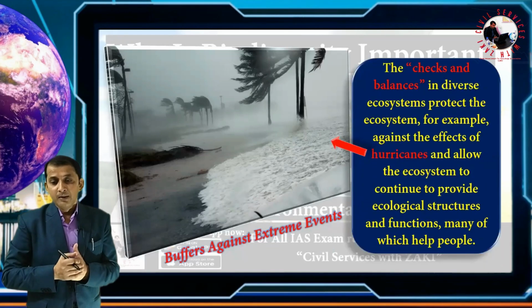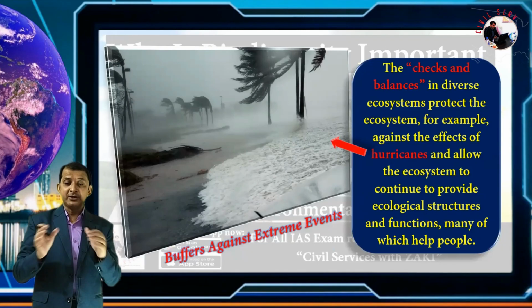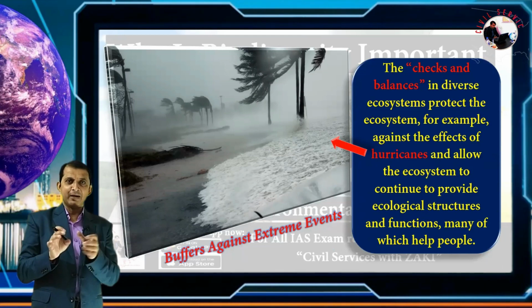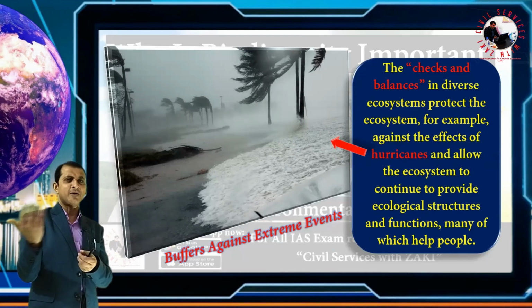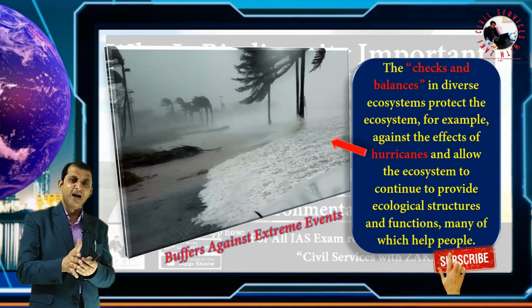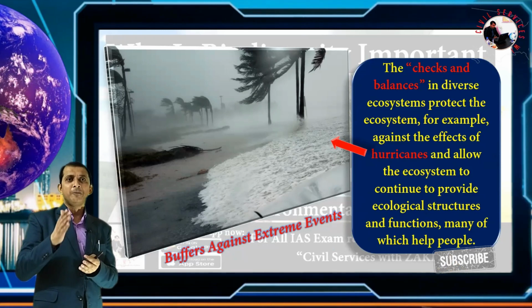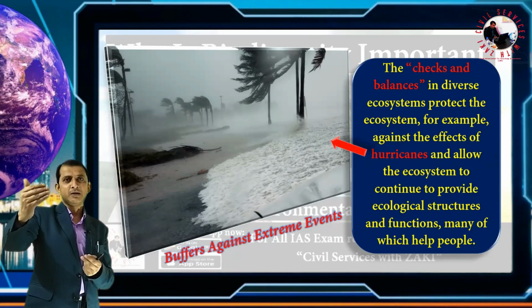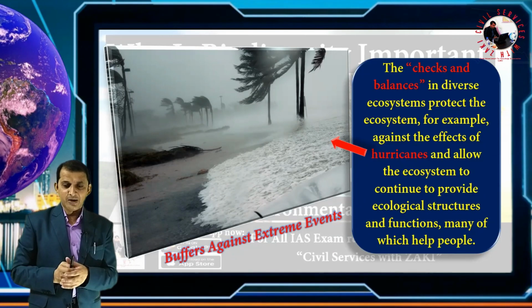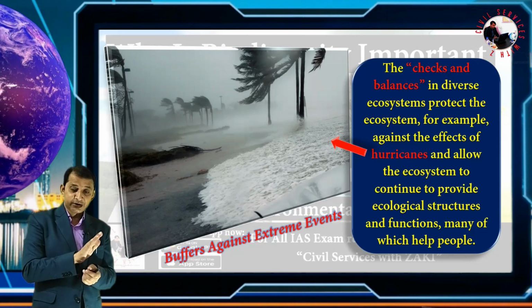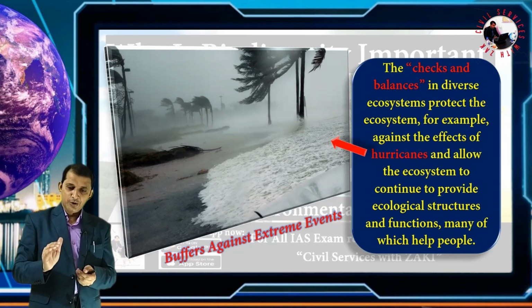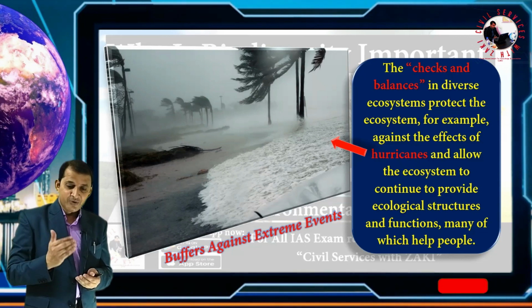So the checks and balances in a diverse ecosystem protect the ecosystem. If you see some extreme event or natural disaster, plants such as mangroves are very significant in protecting us from a hurricane and storm. For example, against the effect of the hurricane, they allow the ecosystem to continue providing ecological structure and function, many of which help people.